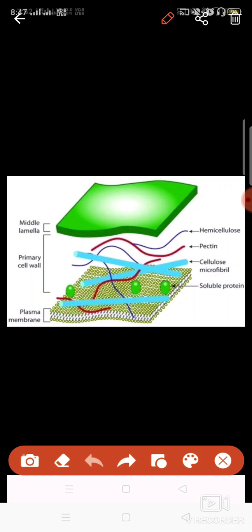Hemicellulose and cellulose are the substances which give hardness to the cell wall, and some protein molecules are also present, and these are in the soluble form. So this is the complete structure of the cell wall.